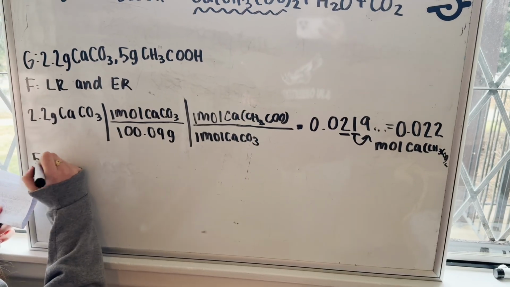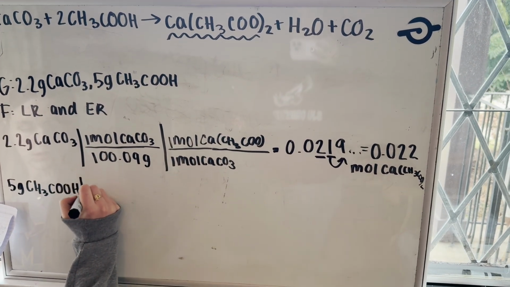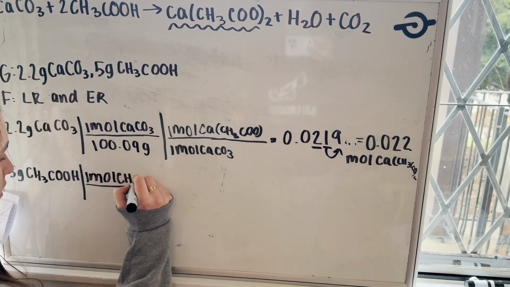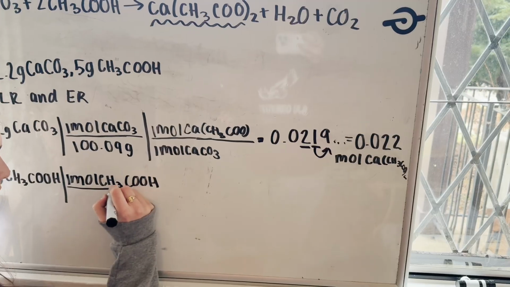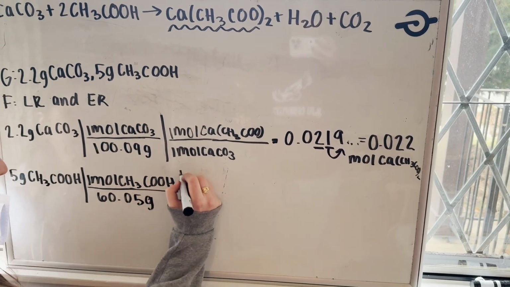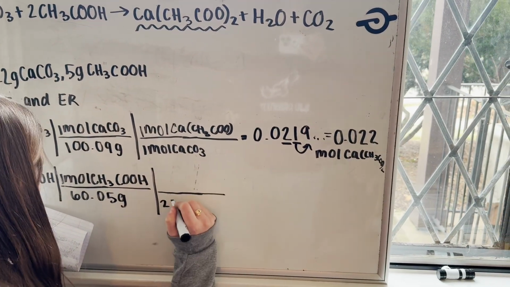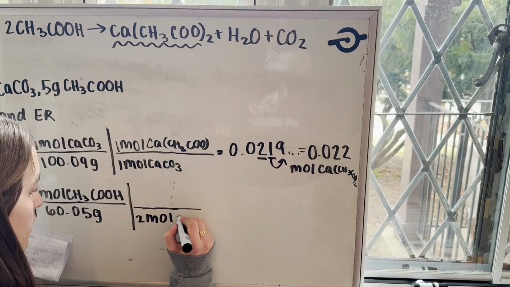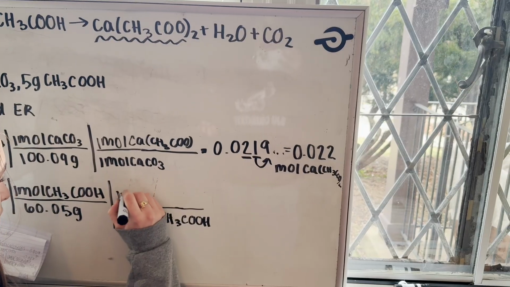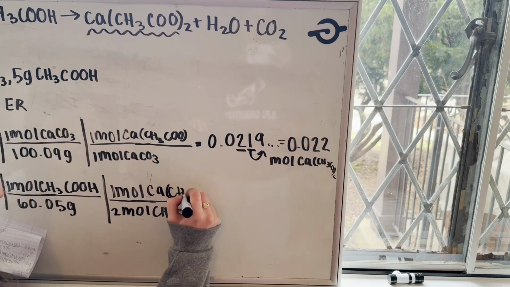All right, for the next one, vinegar, we're going to start with the given 5 grams of vinegar. And we need to convert this to moles because it's currently in grams. So we're going to put 1 mole of vinegar in the numerator, and then we're going to put its molar mass in the denominator because we want to get rid of grams, which the molar mass is 60.05 grams per mole. Then we'll use the mole ratio between vinegar and calcium acetate, which is a 2-to-1 ratio. Since we don't want vinegar anymore, we're going to put the 2 moles of vinegar in the denominator and the 1 mole of calcium acetate in the numerator.